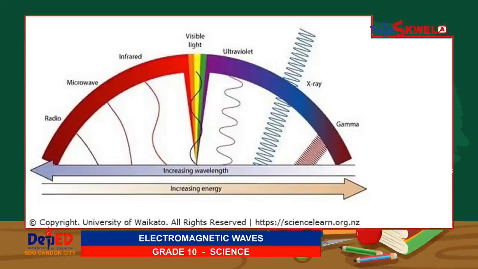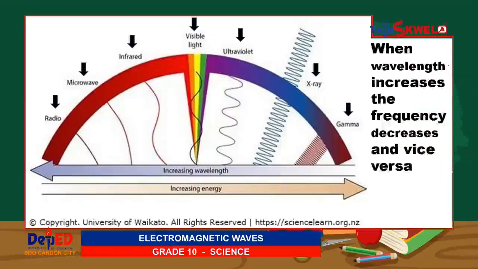There are 7 forms of the electromagnetic waves, namely radio wave, microwave, infrared, visible light, ultraviolet, X-ray, and gamma ray. They are arranged in a gradual progression from the waves of lowest frequency to highest frequency and longest to shortest wavelength. Note that as wavelength becomes shorter, its frequency becomes higher.